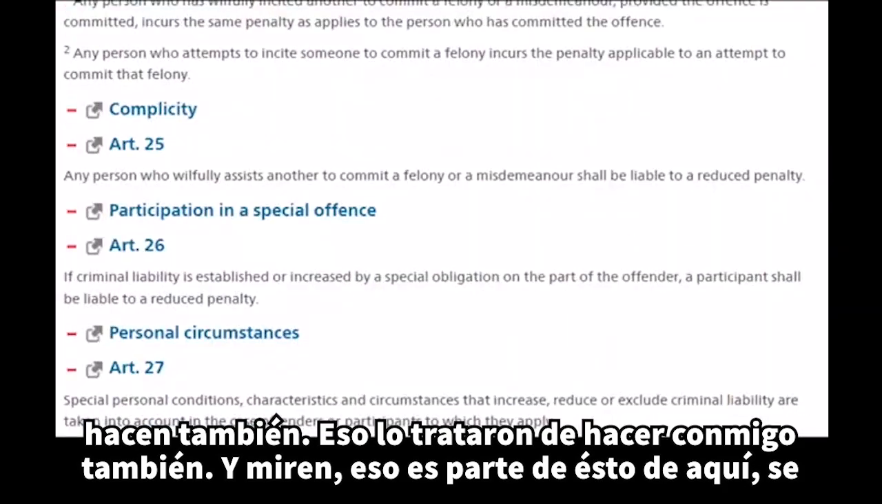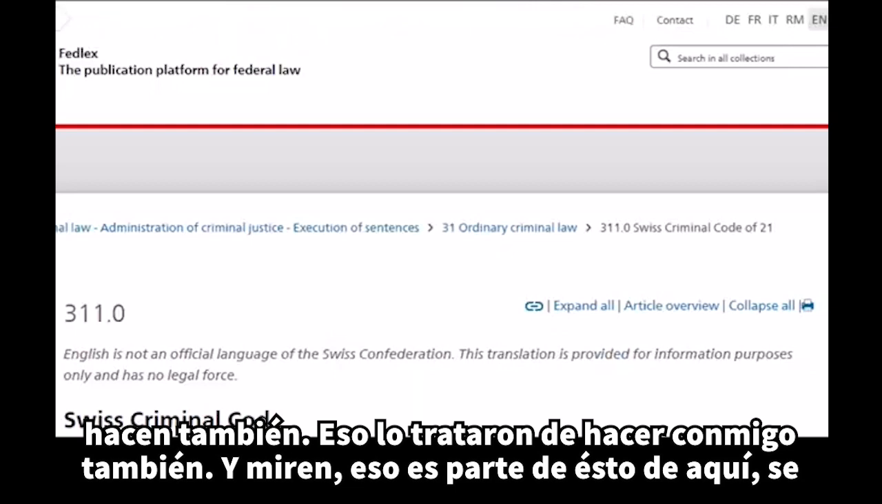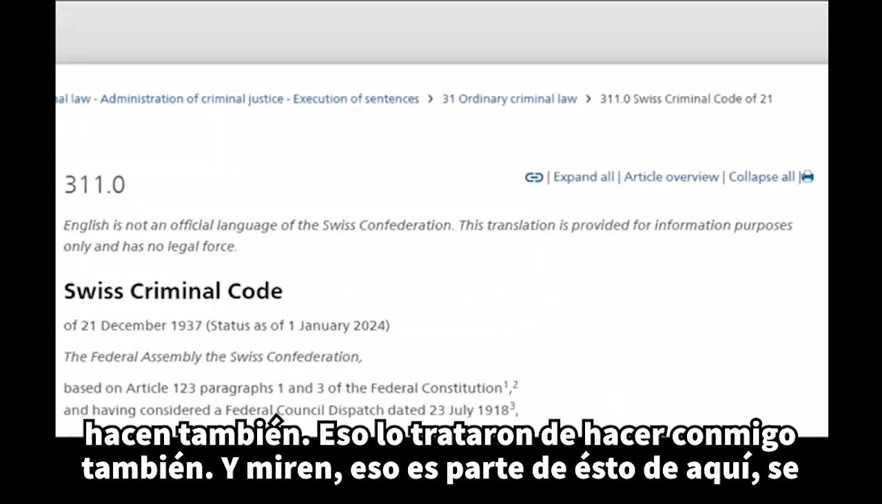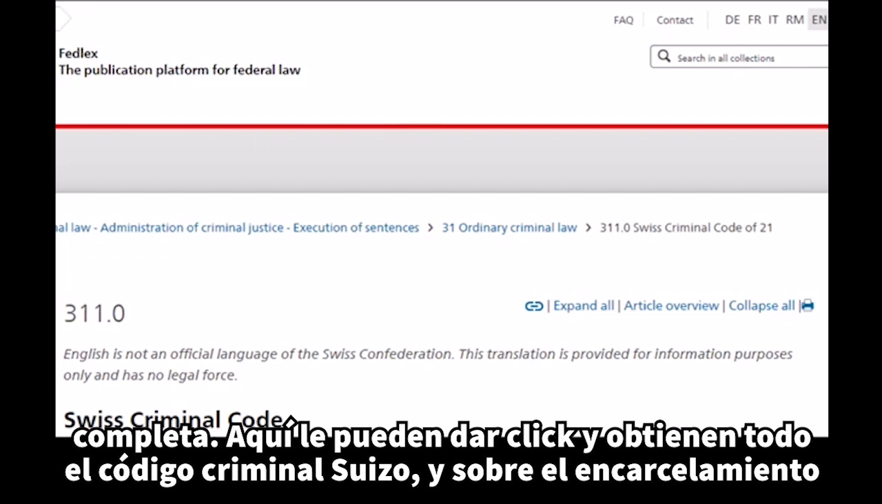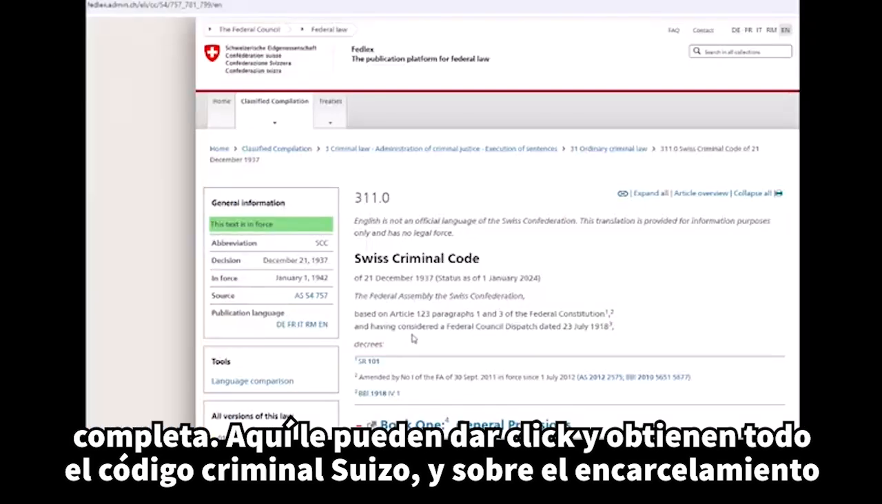And look, this is part of this here. Oh, you can't see it. I'll show it to you. Here, you got the English translation here, German. I don't know what RM is. FedLex. And I'll show you the whole page. So here, you can punch this in, and you get this in the whole Swiss criminal code, and about the indefinite incarceration.